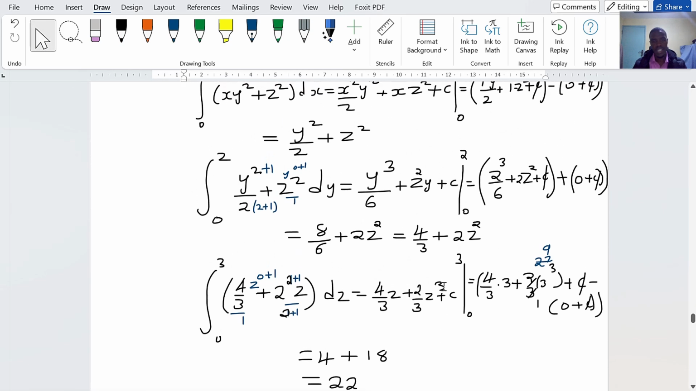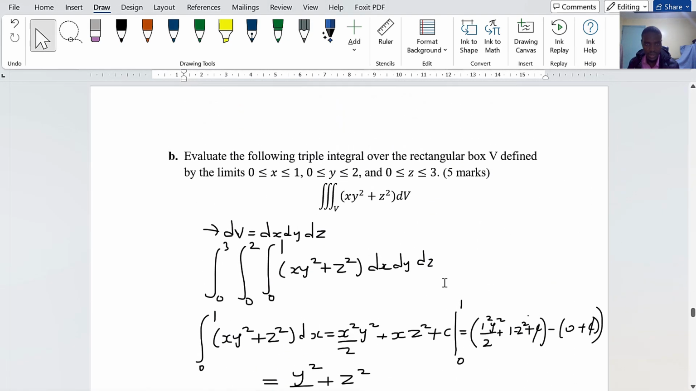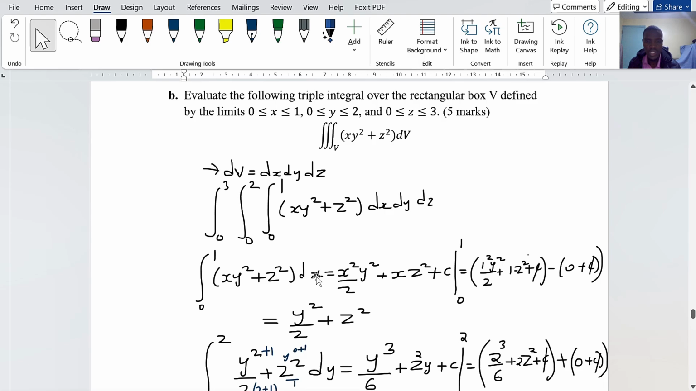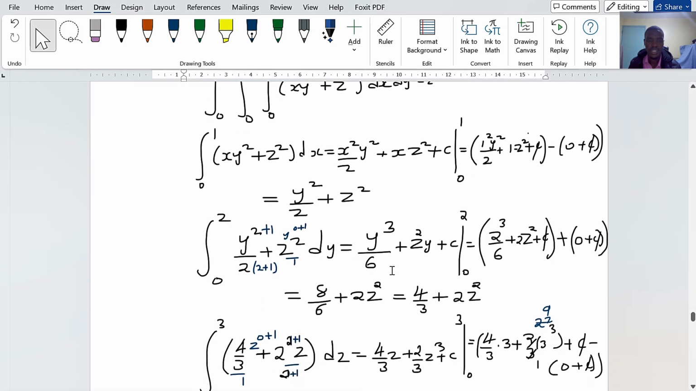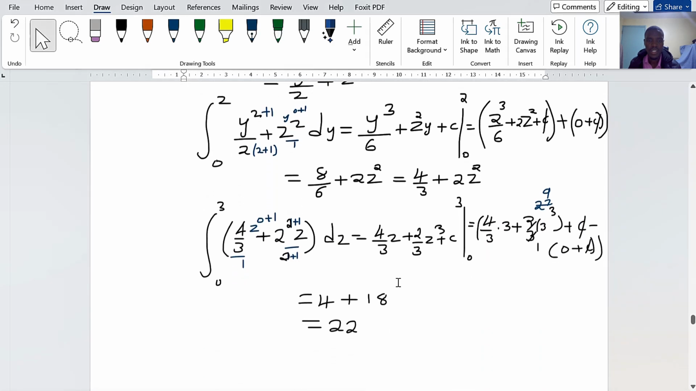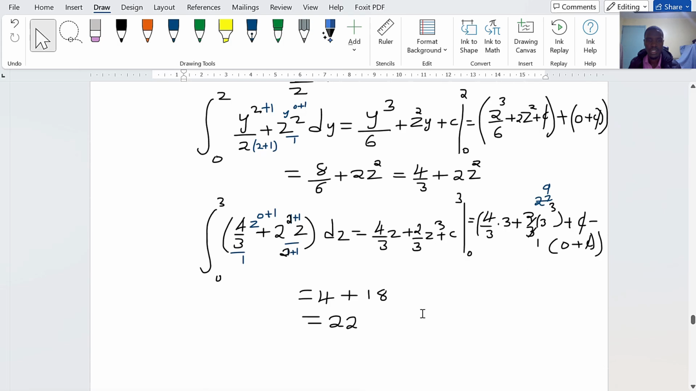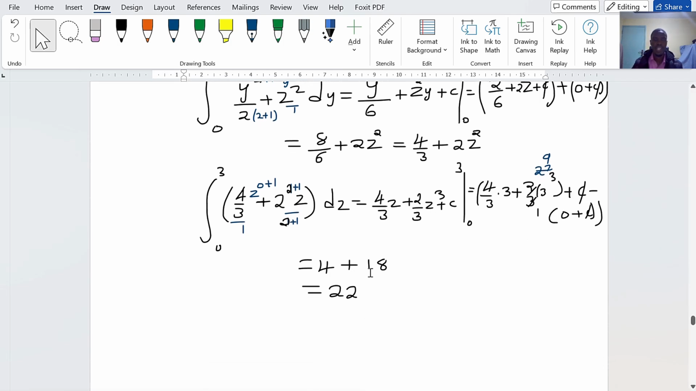Let me counter check again. All is well. 0, 3. We start with the inner one, xy squared plus z squared. That's fine. Okay. I think I'm okay.